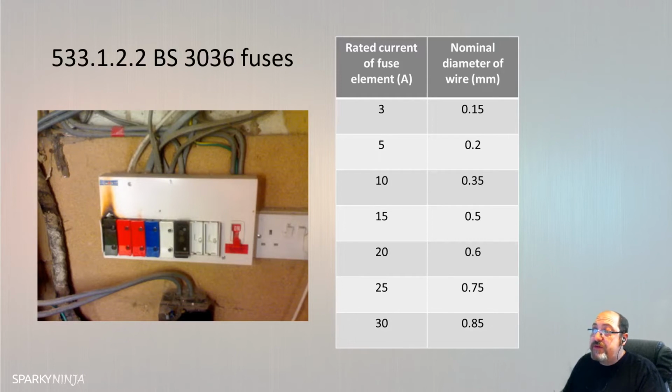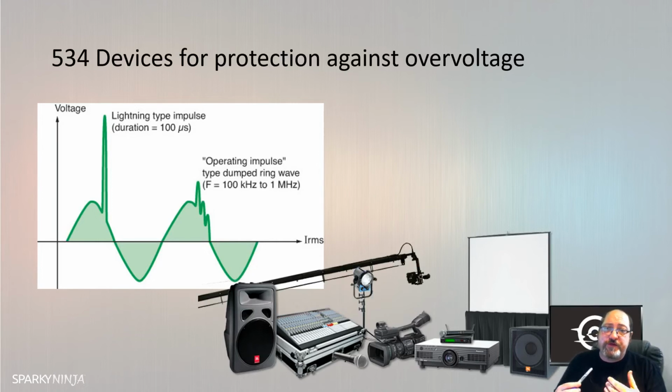Okay, that takes us to 534. Devices for protection against overvoltage. Let's remind ourselves that an overvoltage, this isn't a fault current, this isn't an overcurrent or anything like that. This is a phenomenon that can occur often from two sources. One would be a manual event such as heavily inductive switching or things like that, or a fault in the low voltage circuit resulting in a fault in the high voltage circuit. We saw all that in chapter 44.